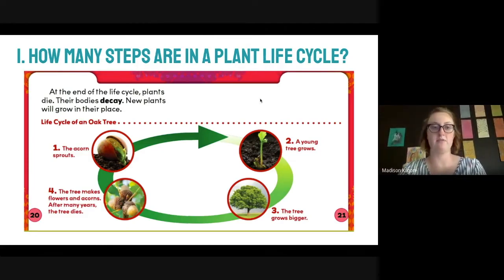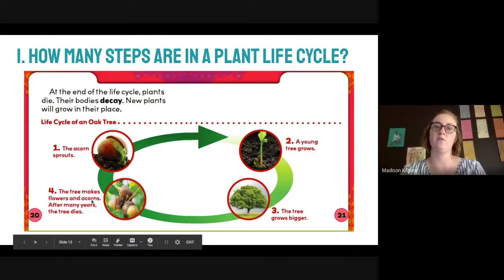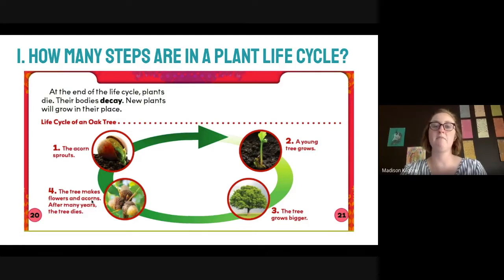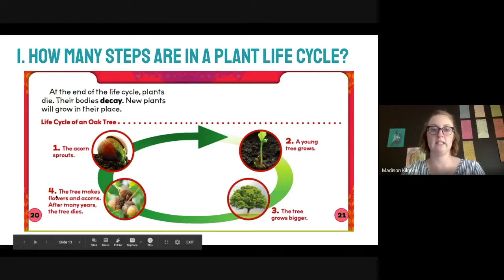So this diagram showed the steps 1, 2, 3, 4 in order. Now we have to keep in mind, this is just one example of a plant life cycle. So we haven't completely answered the question, but we do have an idea that it takes about 4 or so steps or more depending on the type of plant.